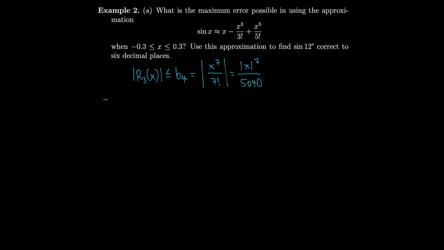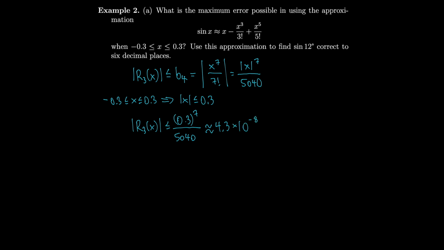Okay, now we know that minus 0.3 is less than or equal to x, which is less than or equal to 0.3. So that means that the absolute value of x is less than or equal to 0.3. So now we know that our remainder is going to be less than or equal to 0.3 to the 7th over 5040, which is about 4.3 times 10 to the minus 8. So we'll definitely be correct to 6 decimal places. We're even past that. So let's get the sine of 12 degrees now.